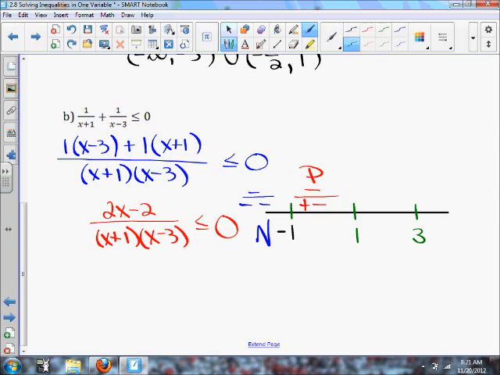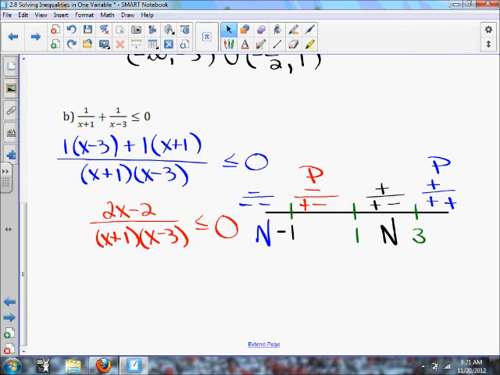In between 1 and 3, let's choose 2, which means it'll be positive, positive, and negative. And it'll be negative. And then a number greater than 3, let's choose 100. It'll be positive, positive, positive. Okay, now also we should know that negative 1 will be undefined, 1 will be a 0, 3 will be undefined. This will shape our answer.